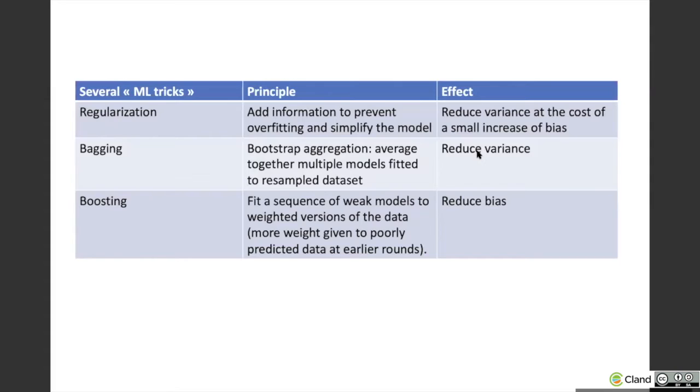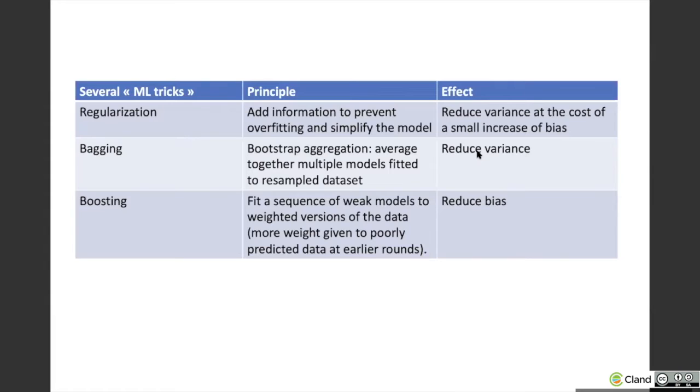To do that, machine learning algorithms use several tricks. There are three popular tricks. The first one is called regularization. Regularization consists in adding information to the dataset to prevent overfitting and simplify the model. It reduces the variance at the cost of a small increase of bias.